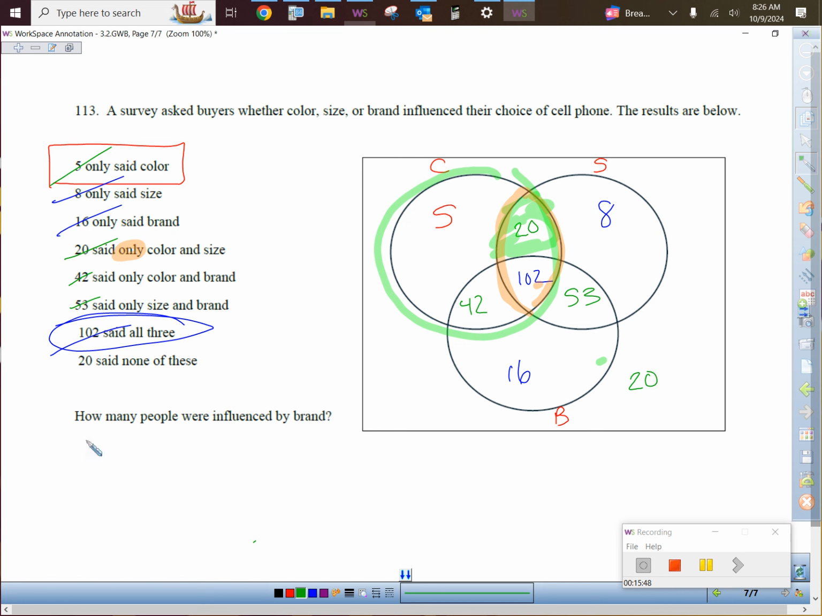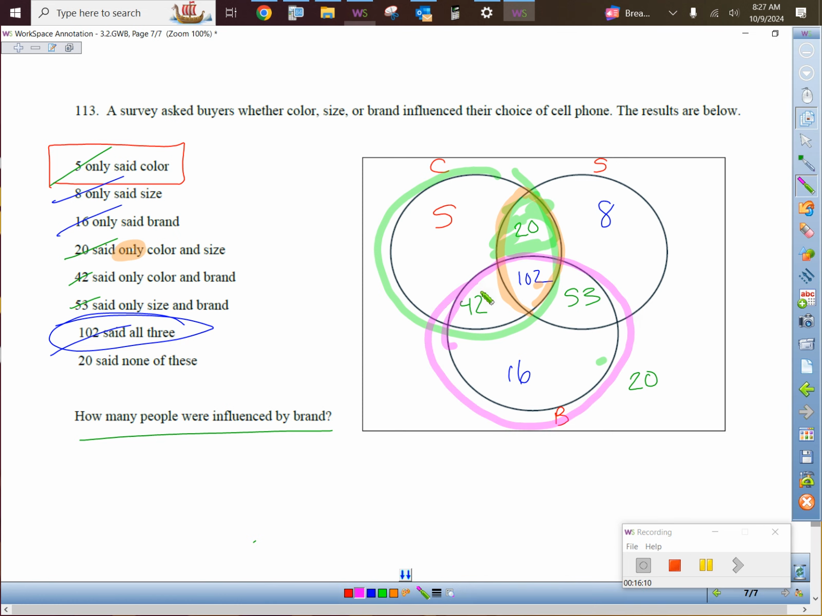Now, the last question, how many people were influenced by brand? Find your brand circle and find the cardinality of that set. So we are adding up everything inside the brand circle. Isn't that 16, 42, 102, and 53, correct? What's that add up to be? 213. Cool.